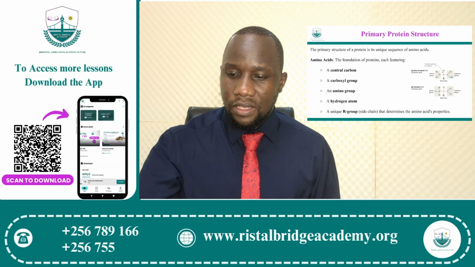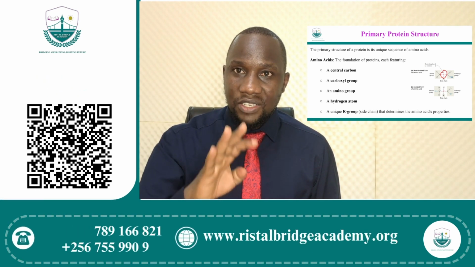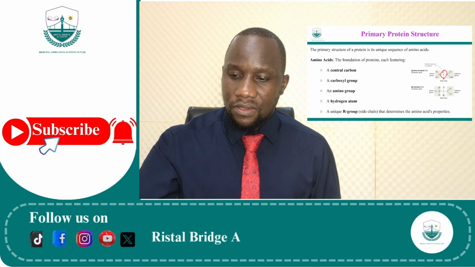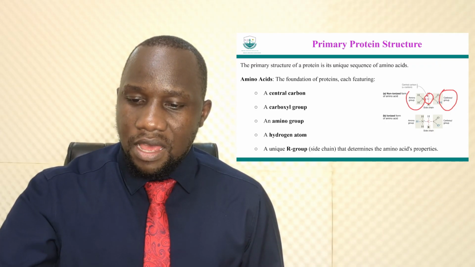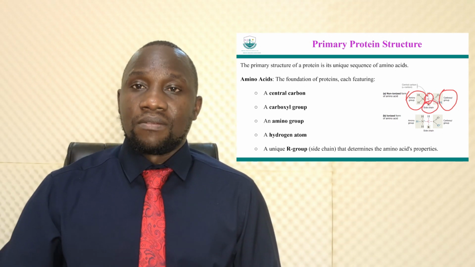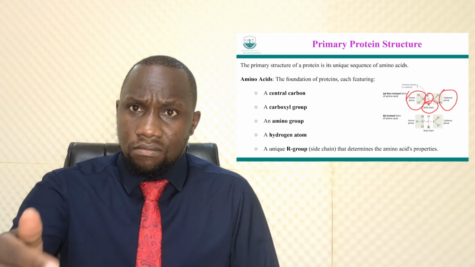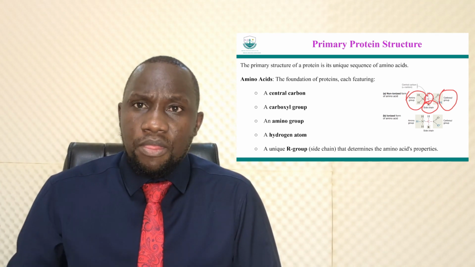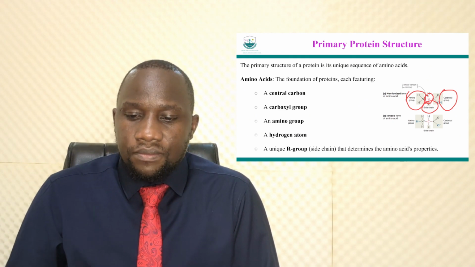So you start with the central carbon. The central carbon is connected to 3 things: the carboxyl group, the amino group, and then the side chain, or the R group. 3 things. So the sequence of these amino acids gives you the primary structure. Okay.